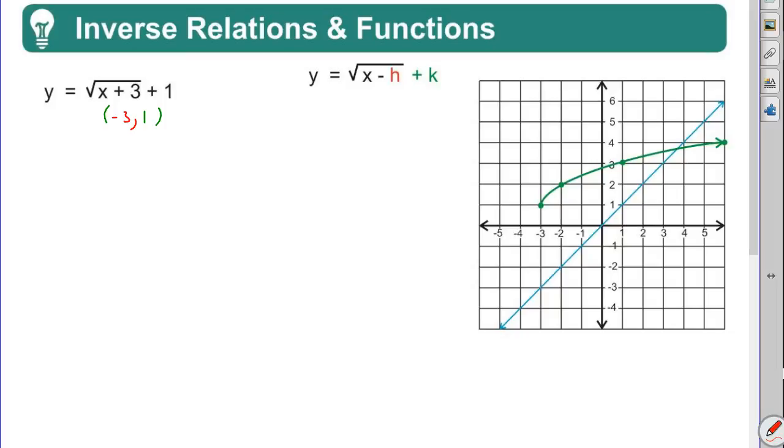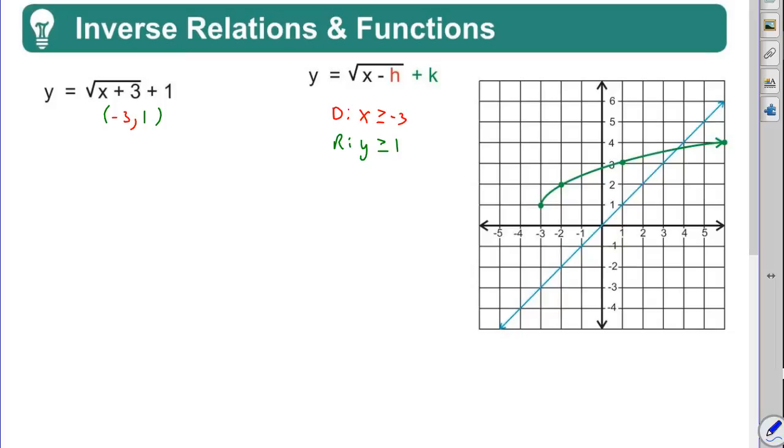Right, before we continue, let's figure out the domain. So the domain is x greater than or equal to -3. And let's figure out the range, the y values, and that's y greater than or equal to 1. Okay, so we got a domain and range off of our original function. Okay, how do you find an inverse?